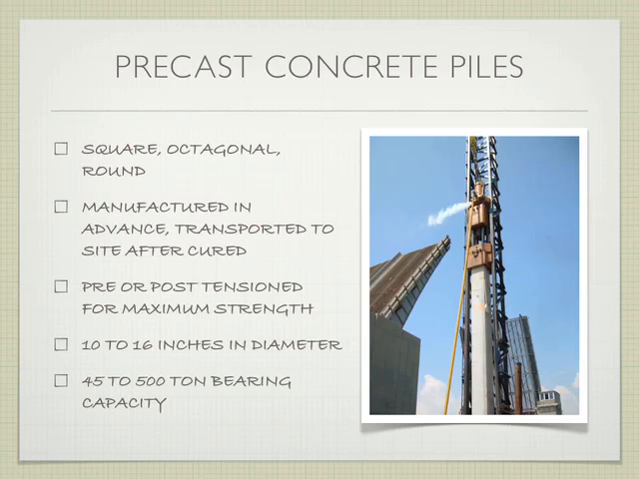In cross-section, they can be square, they can be octagonal, they can be round, right? Depends on the facilities that's making them. Most commonly, they're square, but it varies a little bit, right? They're manufactured in advance on a particular site. That's why they're precast, right? Then they're carried to the site itself, right? That has limits in terms of how long they can be, right?